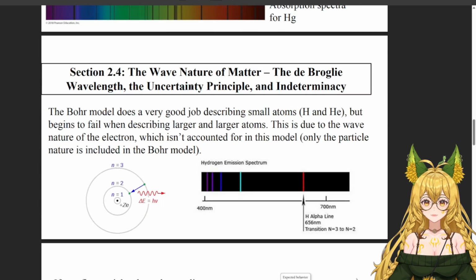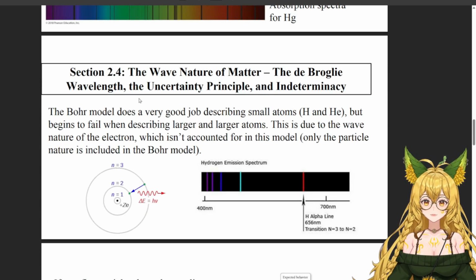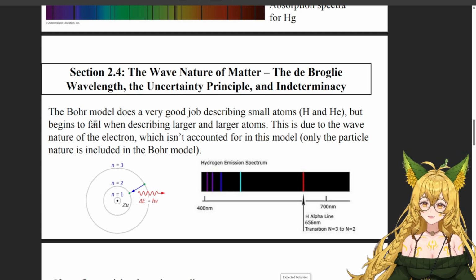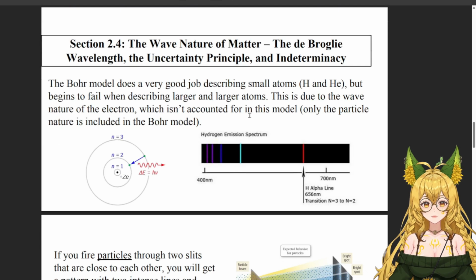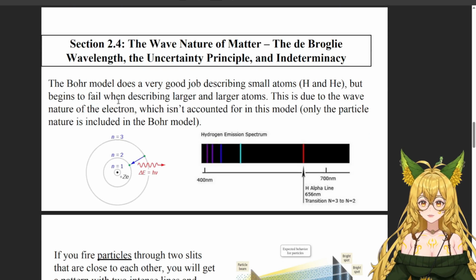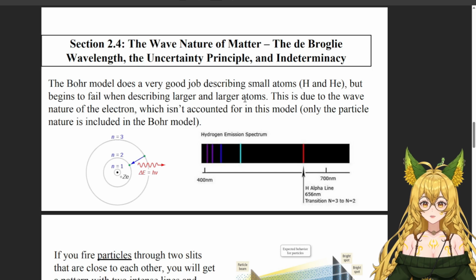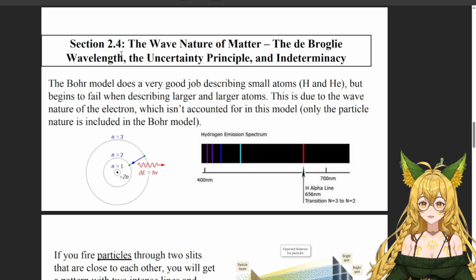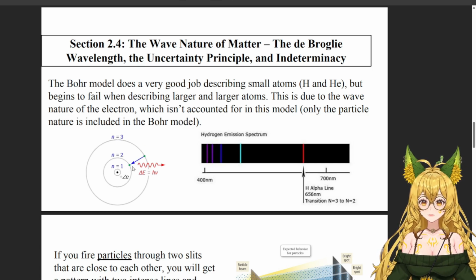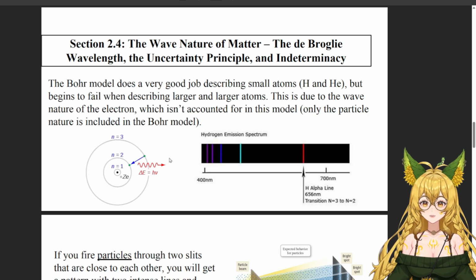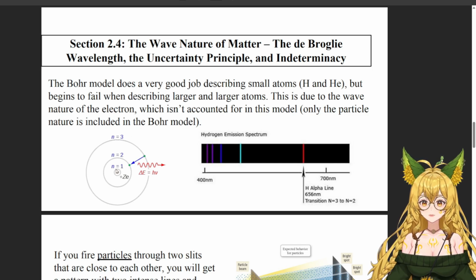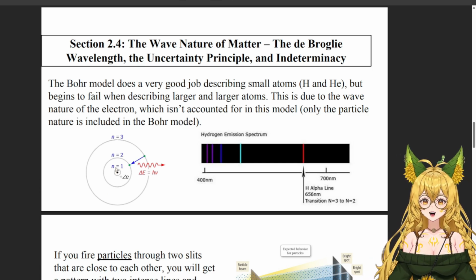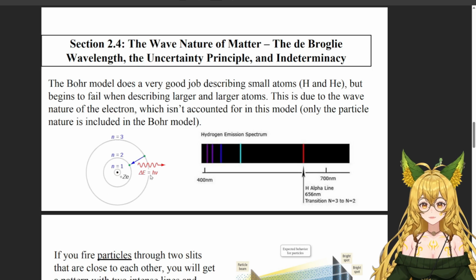Next, we have the wave nature of matter, the de Broglie wavelength, the uncertainty principle, and indeterminacy. The Bohr model does a very good job describing small atoms like hydrogen and helium, but begins to fail when describing larger and larger atoms because there's so many spheres going around. You get n equals 5, 6 up here, but there's a bunch of different orbitals in between as well. They just get so large and go in different directions, like the XYZ planes, that it's really hard to even make a proper Bohr model, and it's really hard to look at it.